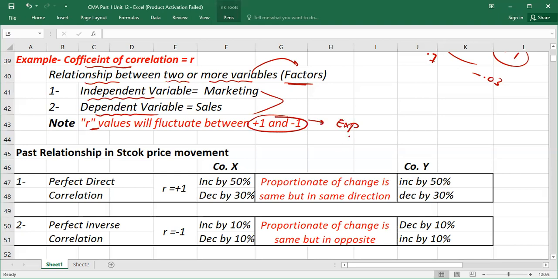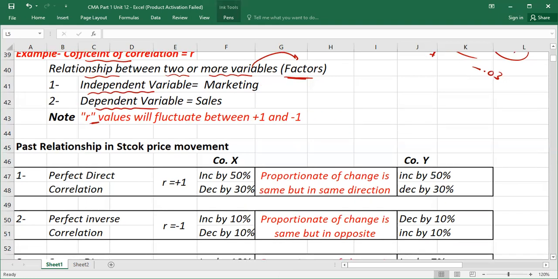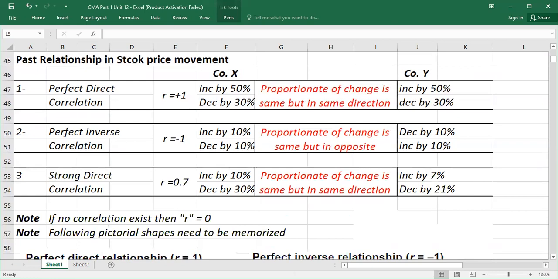What does +1 mean? Guys, please remember, here is the interpretation now, try to understand. Whenever R is equal to +1, this +1 is called perfect direct correlation. Perfect direct correlation. Okay, whenever the value is +1. Let me tell you how it is interpreted now.